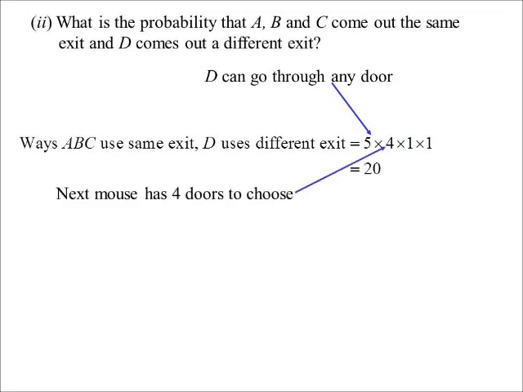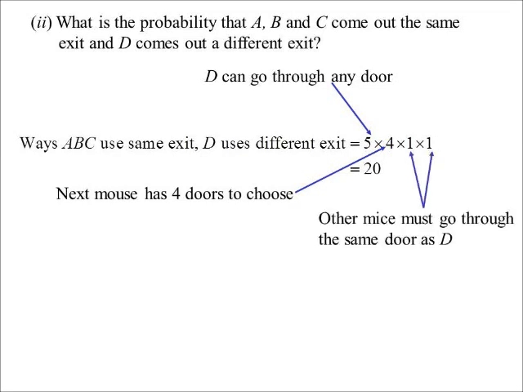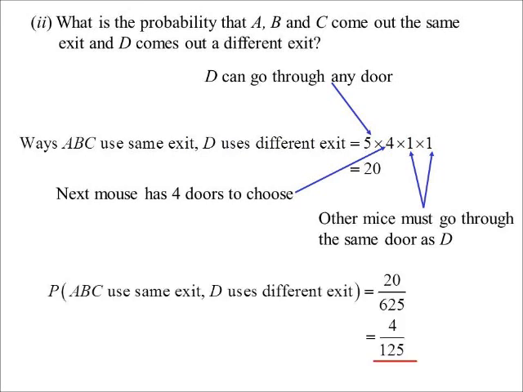Now, the next mouse, whether that be A, B, or C, doesn't matter. Well, it can't go out that same door. We want them to go through a different door. 4 choices. Well, that means the remaining two mice I want to go through the same door as the second mouse, so I've only got one choice. So there are 20 different ways this could happen, that A, B, and C use the same exit, but D uses a different exit. So putting that all together then, we get 20 out of 625 total possibilities.